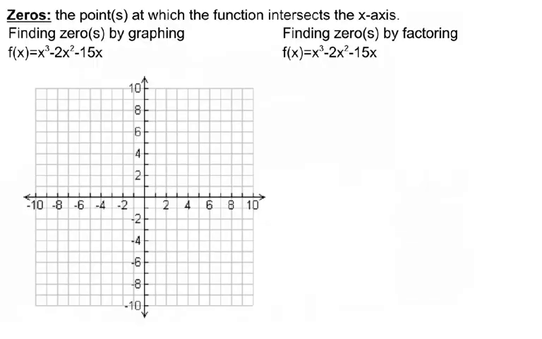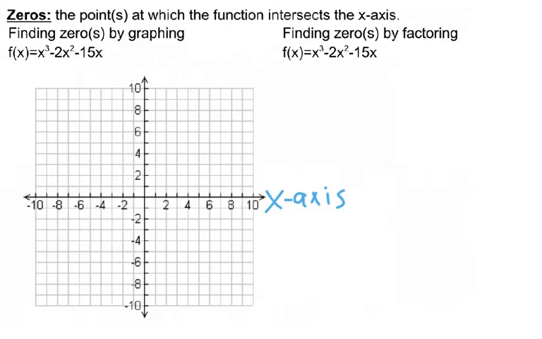Okay, so this should be review, but just in case it isn't, zeros are the points at which the function intersects the x-axis. So wherever it touches the x-axis, that's called our zeros. They're also called solutions, roots, x-intercepts, lots of different names.